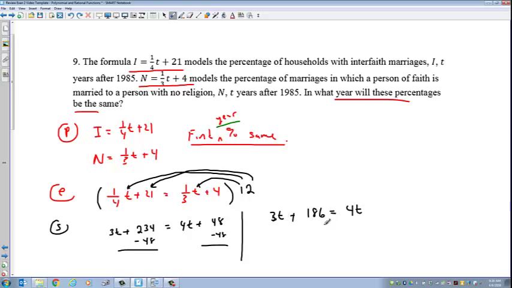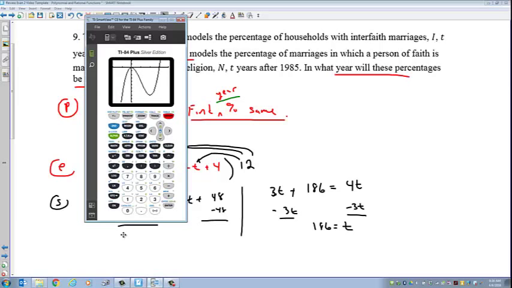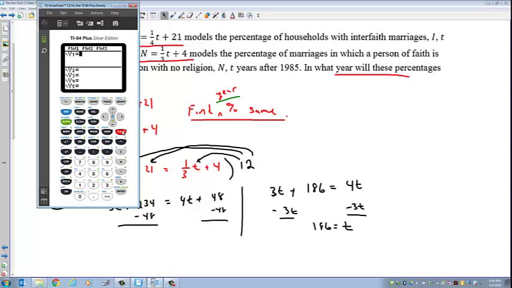And then we're going to subtract 3t on both sides. So minus 3t, minus 3t. And so we're going to get 186 equal to t, which seems like a lot of years since 1985. Let's check this real fast because I feel like that might be off. Maybe I made a mistake. So if I made an algebra mistake, which is easy to do, and I feel like it's a lot of years, but let's check it.